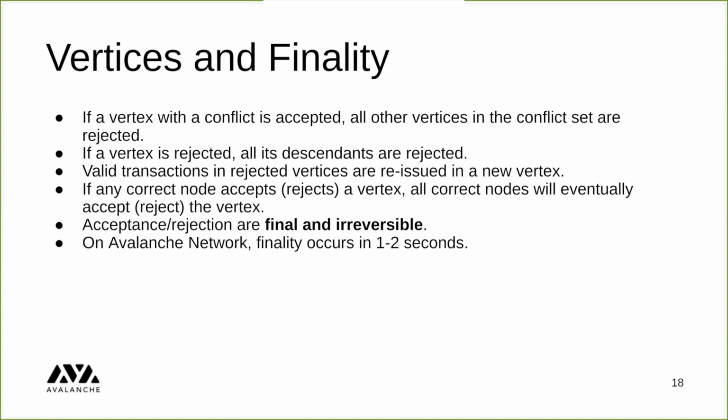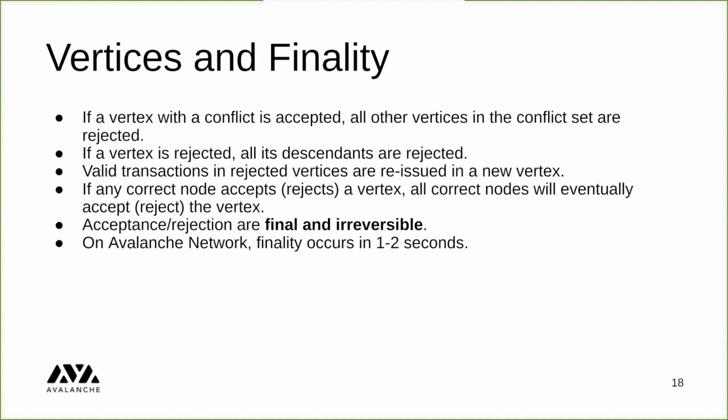So the first line is a restatement of what I've just said. If a vertex gets rejected, all of its descendants get rejected too. And we just ignore that part of the DAG and we cease to build on it. So, rejected vertices, valid transactions. If a vertex gets rejected but has valid transactions in it, we're just going to take those valid transactions and reissue them into a new vertex, which is not the child of a rejected vertex, and continue on from there.